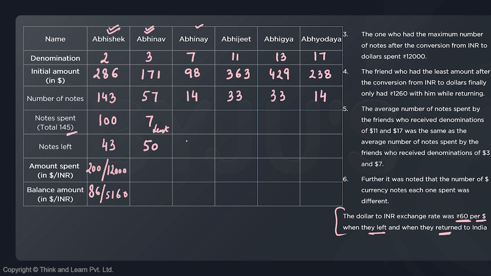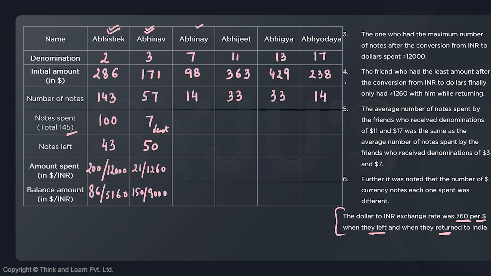Can we do exactly the same thing for Abhinav? Yes, let's do that. He has spent 7 notes. Each note is of denomination 3, so he has spent $21. That means 1260 rupees, as each dollar is 60 rupees. He is left with 50 notes, each of $3, so he is left with $150. And $150 means 9,000 rupees, because each dollar is 60 rupees. So this is the information that we have got till now.